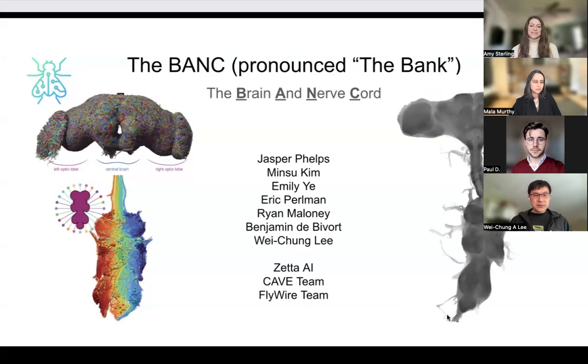So now we'd like to introduce a data set that many of us have been working on. It's been a real team effort across people and labs and different groups, but we call this the BANC, the brain and nerve cord data set.